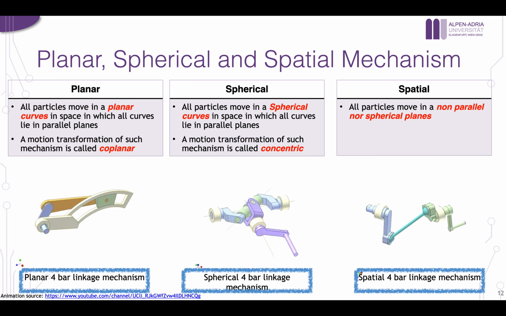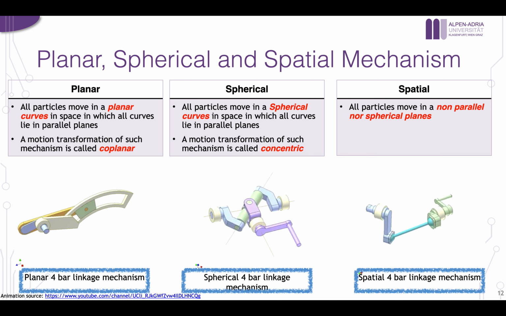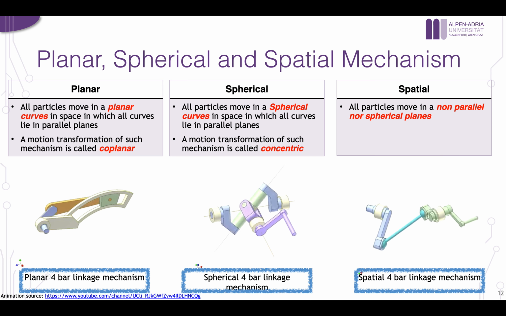So now regarding the mechanisms, we have three types of mechanisms. We have planar, spherical, and spatial. The difference is, as stated here, planar mechanisms basically move along one plane, so if we look at this one, which is basically the first mechanism, all motion is happening in one plane. Okay, what is the meaning of that?